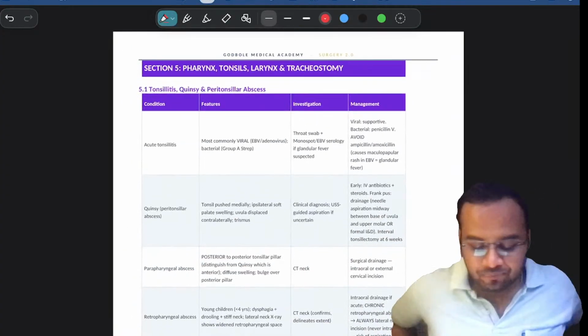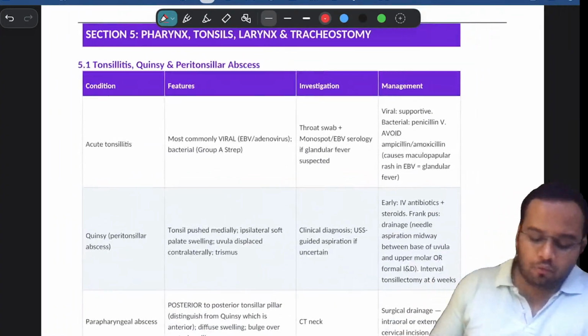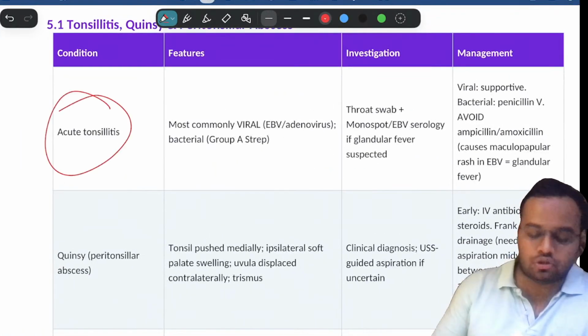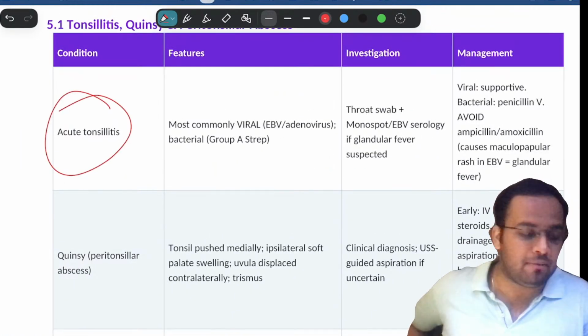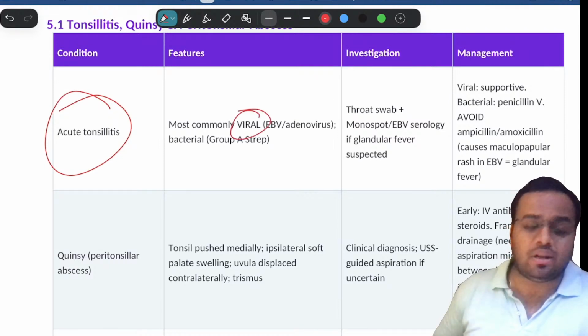So welcome back. So now we are going to talk about pharynx, tonsils, larynx and tracheostomy. So what do you mean by acute tonsillitis? Most commonly encountered condition in childhood, almost every one of us has had a sore throat. It is most commonly viral, so usually you don't need to do anything.